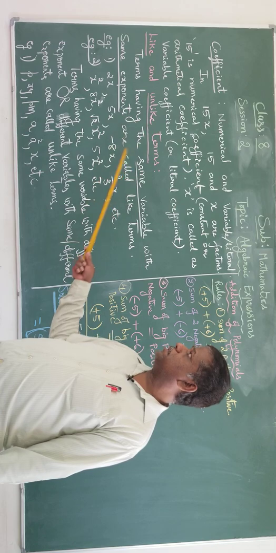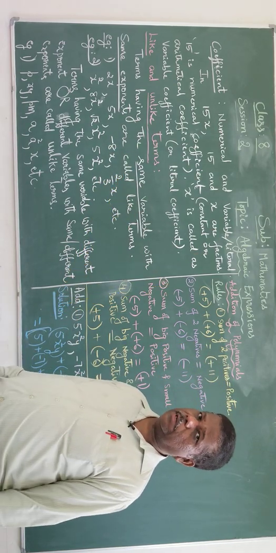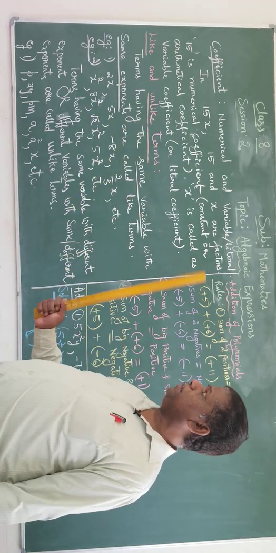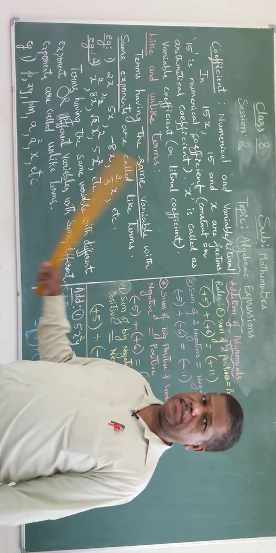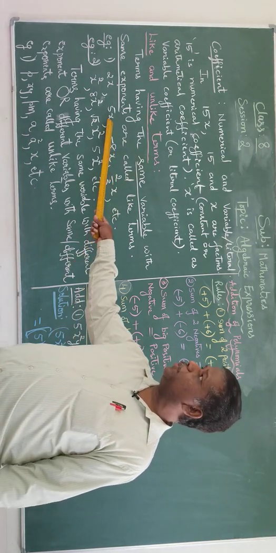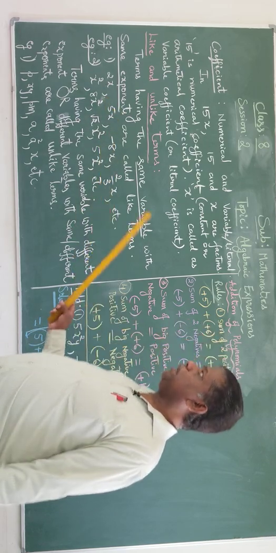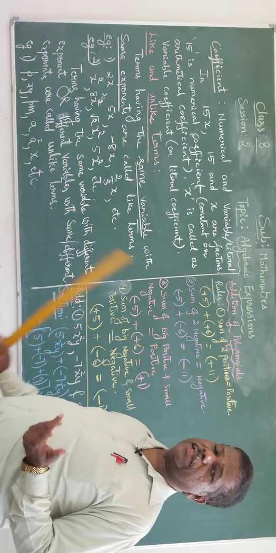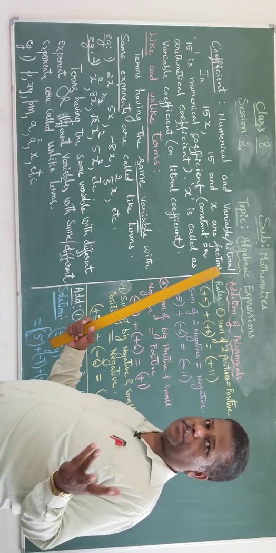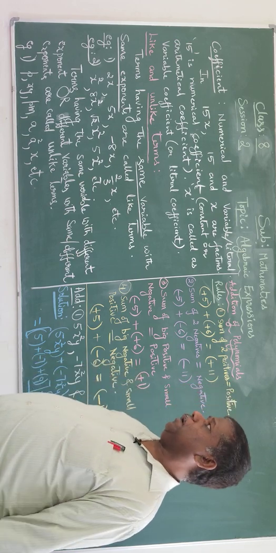x, x, x, x. All of them have x as the variable. And what is the power of x? 1. So in all four terms, x has a power of 1, that is, its exponent is 1. Therefore these all come under one group. We call them like terms. Only like terms can be added or subtracted. So we have to classify as like terms and unlike terms.